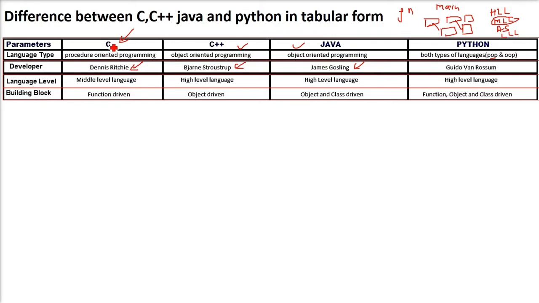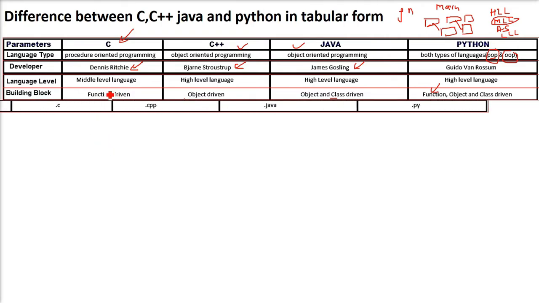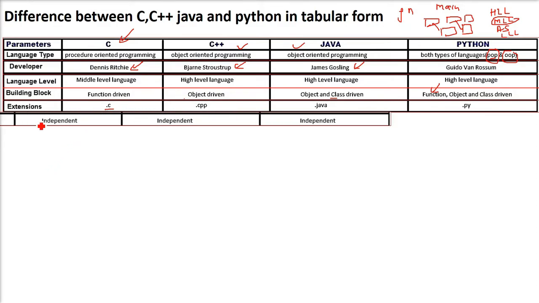What are the building blocks? In C, everything is a function. C++ is object driven. Java is object and class driven. Basically, both are object and class driven. You have to make a class and you have to make an object. But in Python, object and class are always there, but we have functions also because it is both procedure-oriented programming and object-oriented programming. When you make a program, what will be the extension? C will be .c, C++ .cpp, Java will be .java, and Python will be .py.